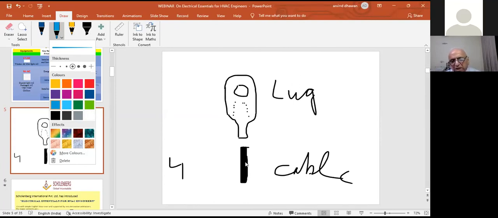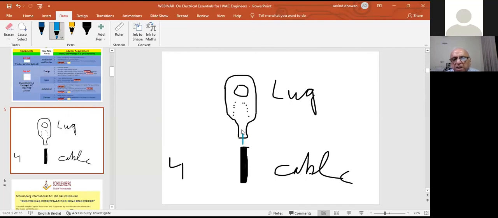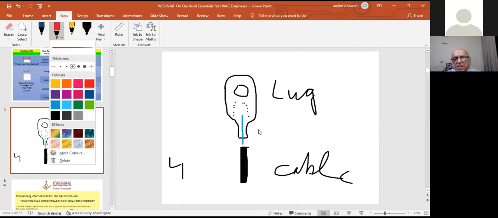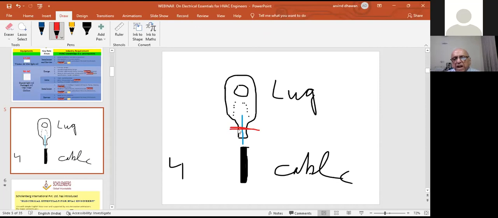Now this is a cable, right? So how do you connect the cable? This is an aluminum lug. Normally we use an aluminum lug. It's flat here, hollow here. Then the conductor will go inside this, right? And once it goes inside, what we do is we compress this mechanically. That is called crimping.